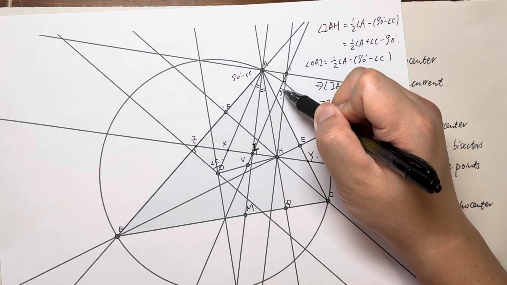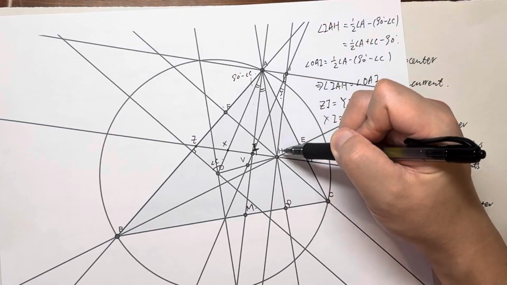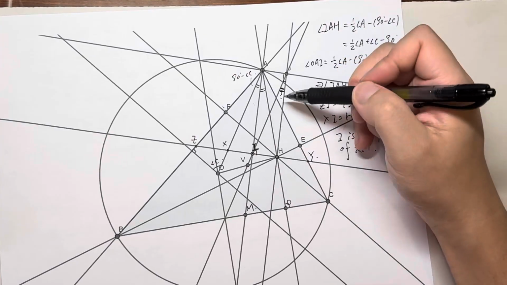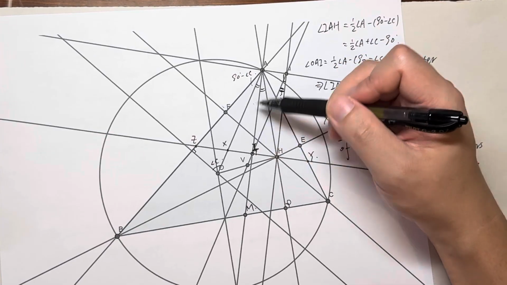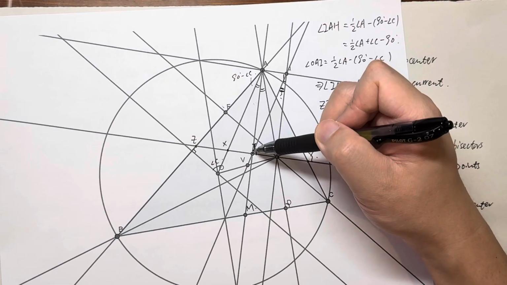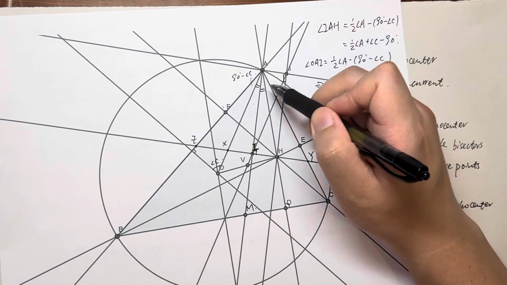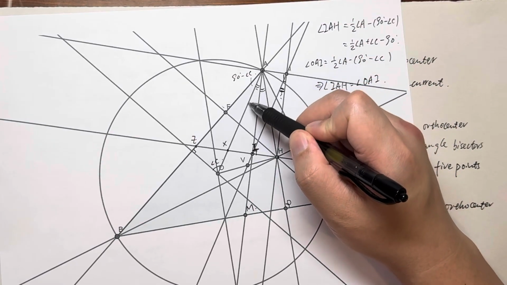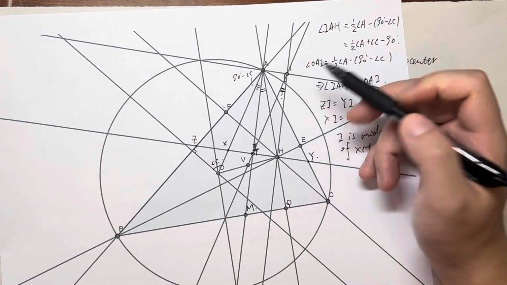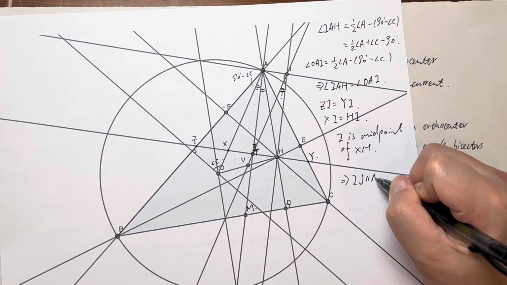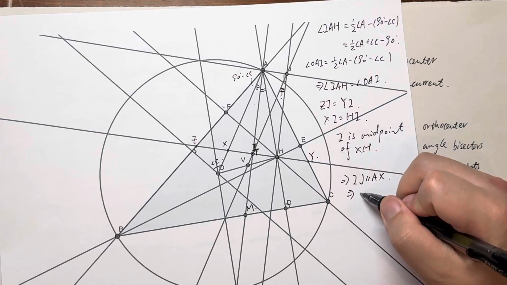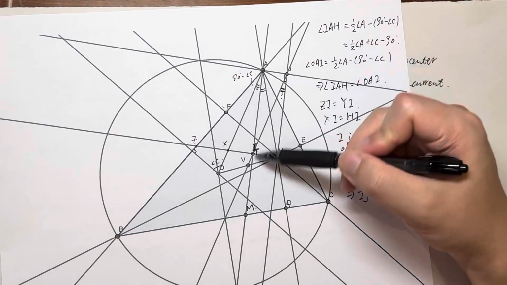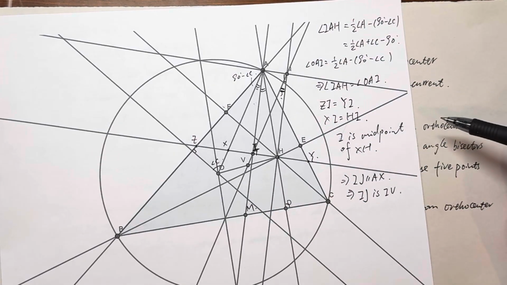So the question is what's this angle? Because AIHJ is a rectangle, we know this angle equals to this one, right? The angle IJH equals angle IAH equals angle IAX. So this angle equals to this one, and this line is in parallel with this line. So we get IJ is in parallel with AX, which means IJ is IV. And we know that IJ is passing through the midpoint of OH.